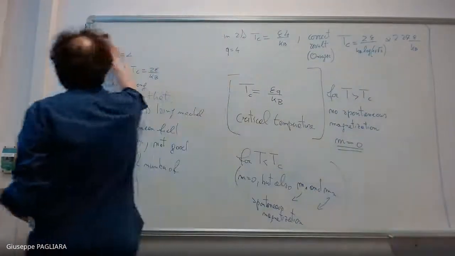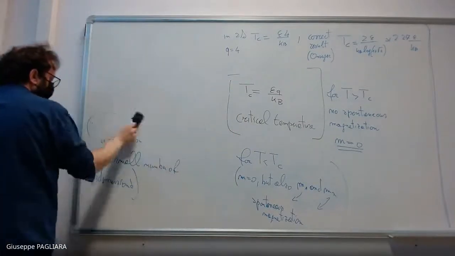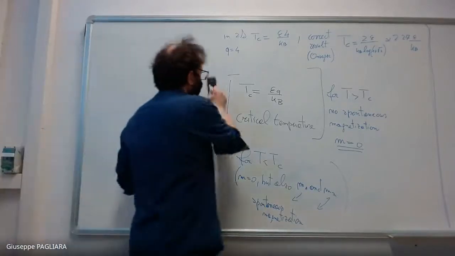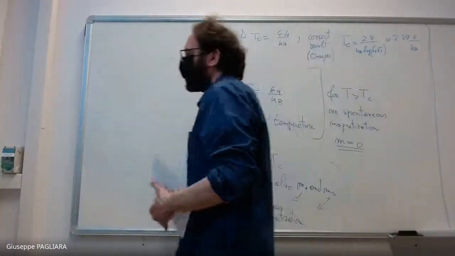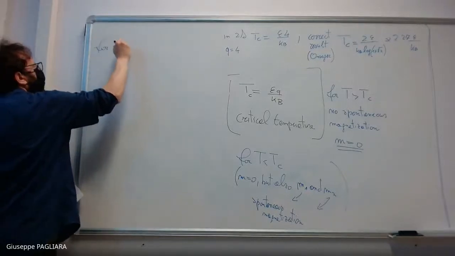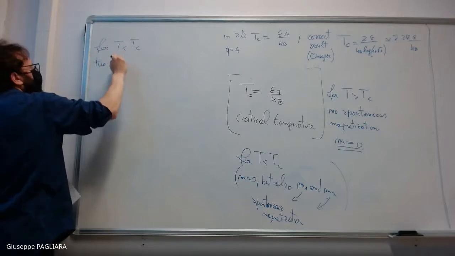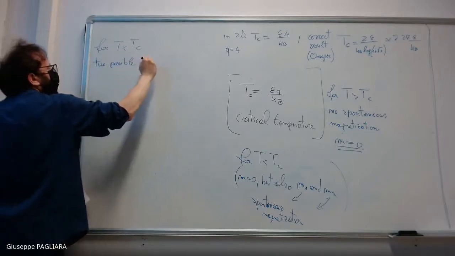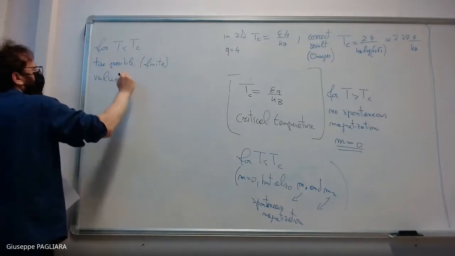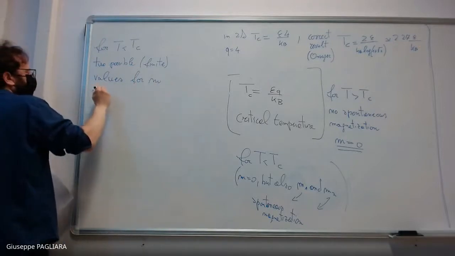The fact that we have, and then I will stop here, at T smaller than Tc, 2 possible finite values of the magnetization is called spontaneous symmetry breaking. For T less than Tc, we have 2 possible finite values for M, and this is called spontaneous symmetry breaking.